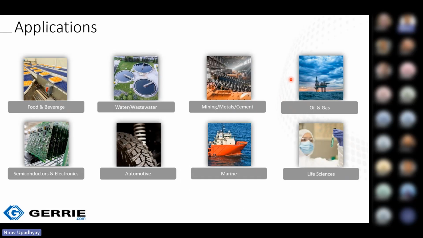So let's talk about the applications where you can use PlantPAx. It's like food and beverage, water, wastewater treatment plants, metals and mining, cement for kiln applications, oil and gas, semiconductor and electronics, automotive, marine, and life science. So these are the typical applications where you can use the process controller and the PlantPAx system.